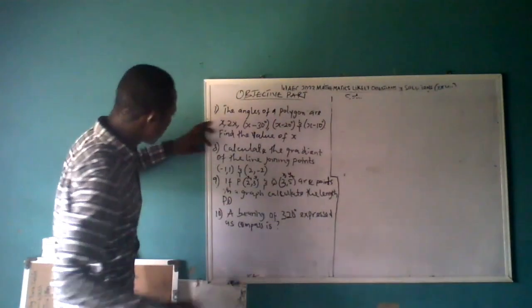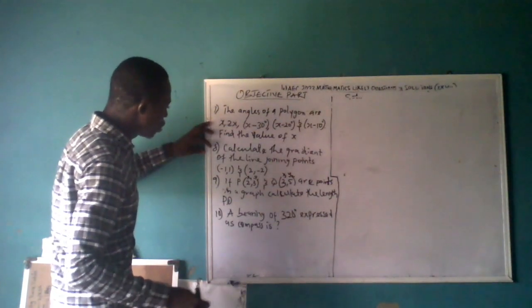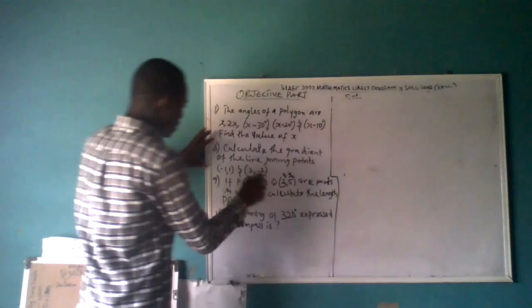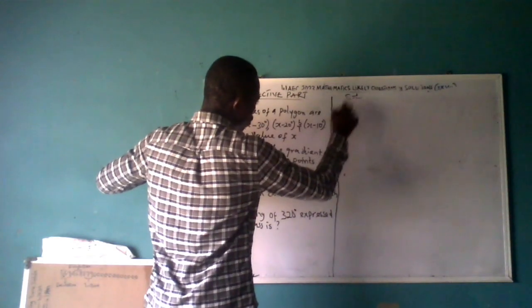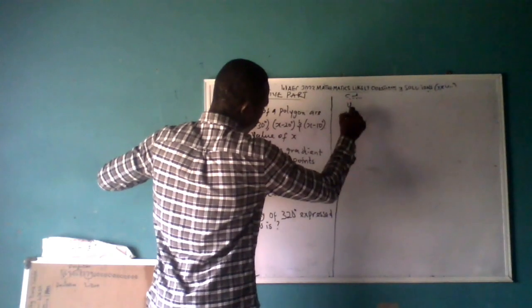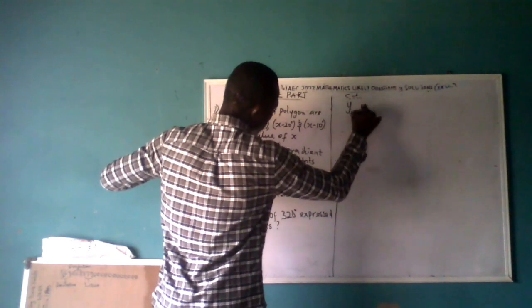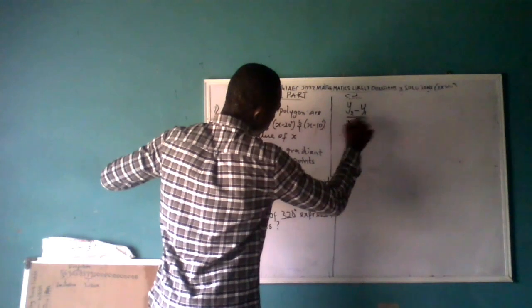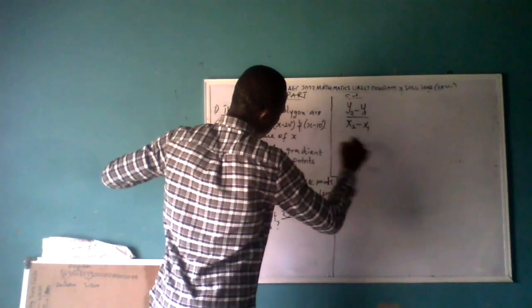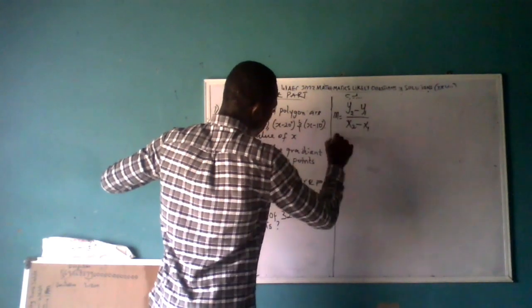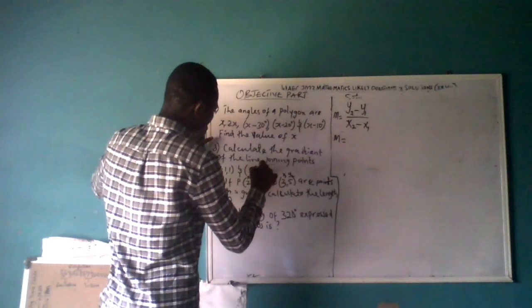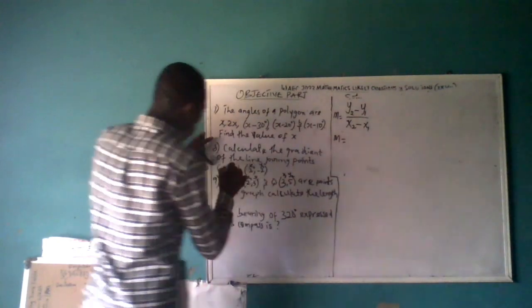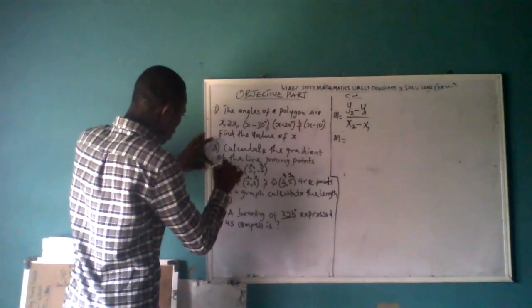So let's take question number 8. Calculate the gradient of the line joining two points. The formula for finding the gradient of a line joining two points is y2 minus y1 all over x2 minus x1. So gradient is equal to this. Here y2 is this, x2 is this, y1 is this, x1 is this.